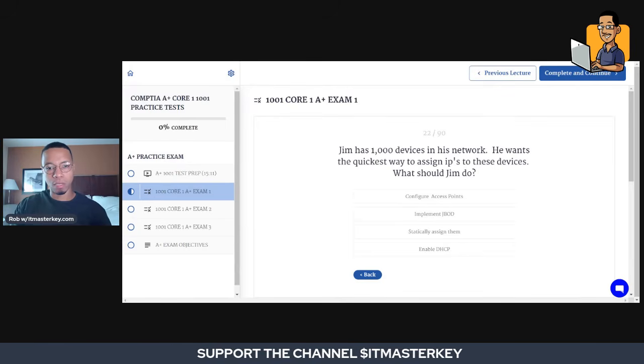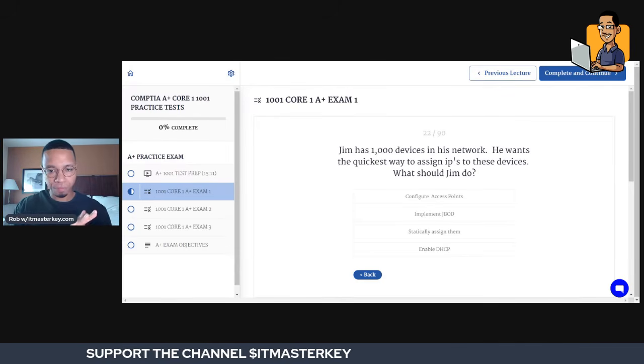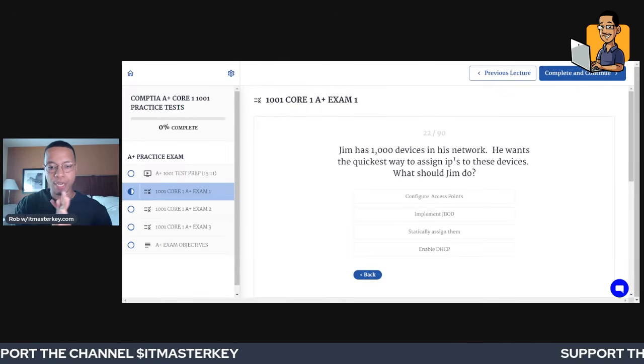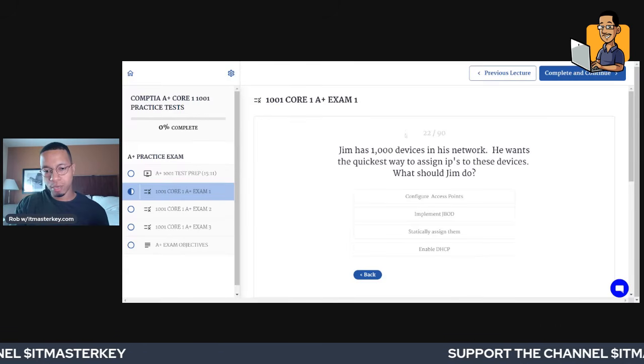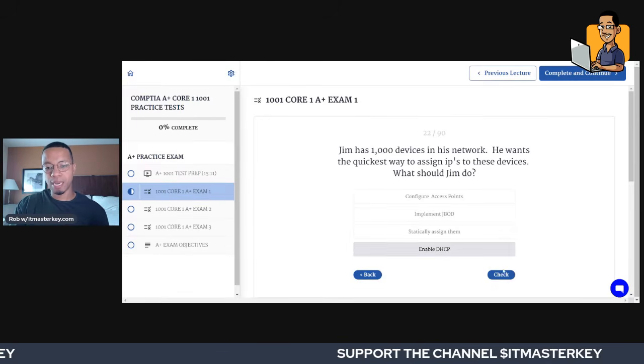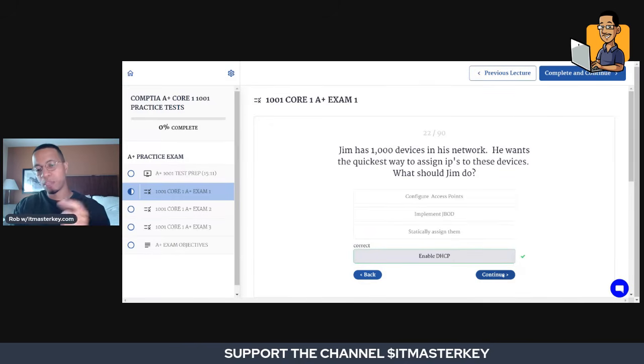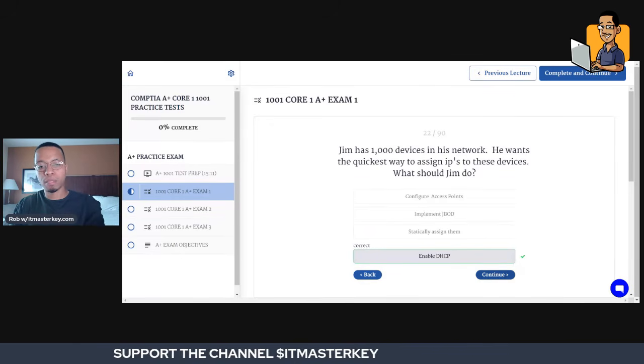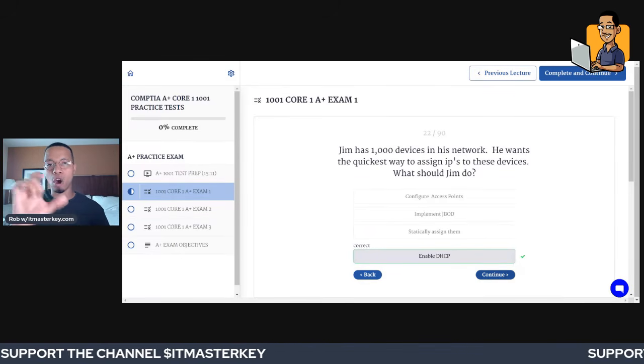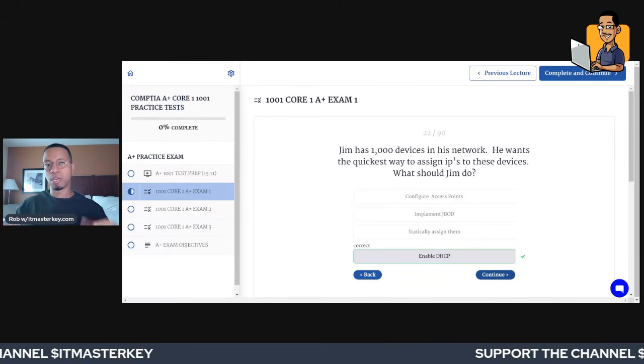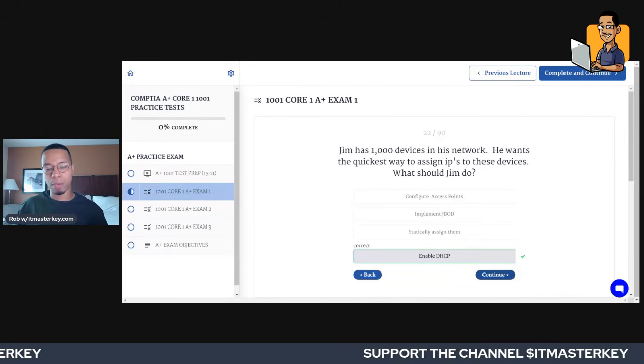All right, so Jim wants to do this stuff super fast, so he should enable DHCP. So DHCP is Dynamic Host Configuration Protocol, and long story short, it automatically assigns IP addresses to devices once they become a part of your network.